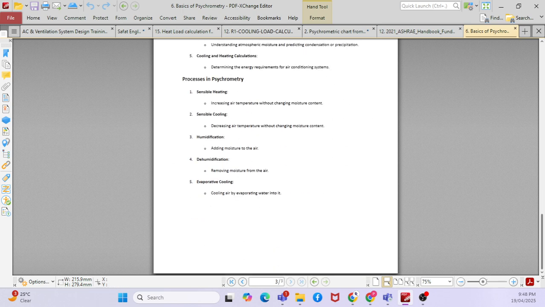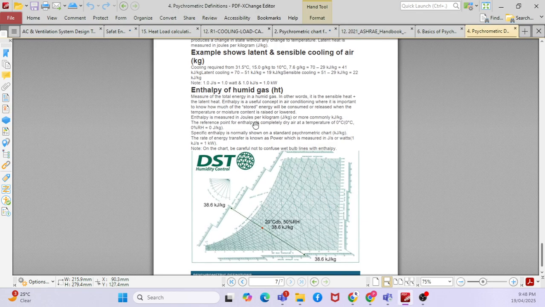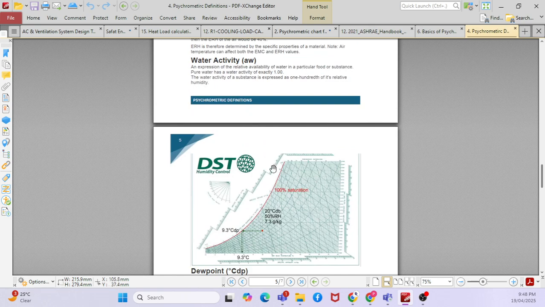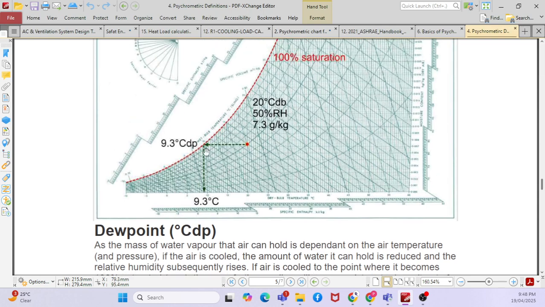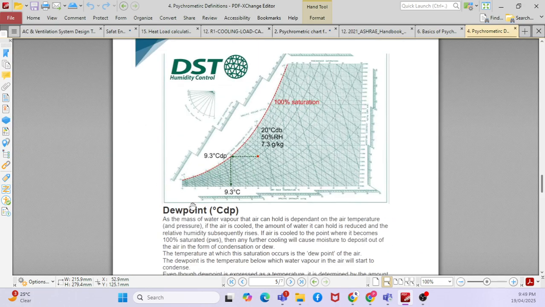And I will be sending you some more documents like psychrometric definitions. You can see that this is the dew point temperature. So what is the dew point temperature? It is given here. The dry bulb temperature and wet bulb temperature will be the same temperature where this particular line is 100% saturation. That is called the dew point temperature, right?